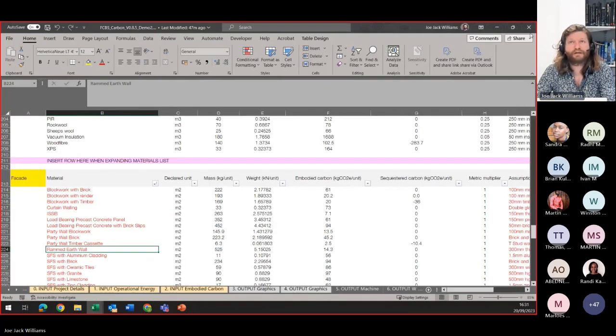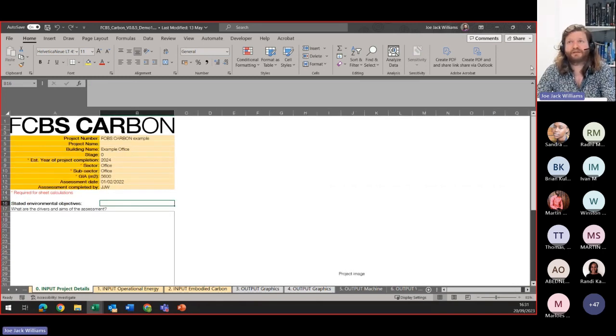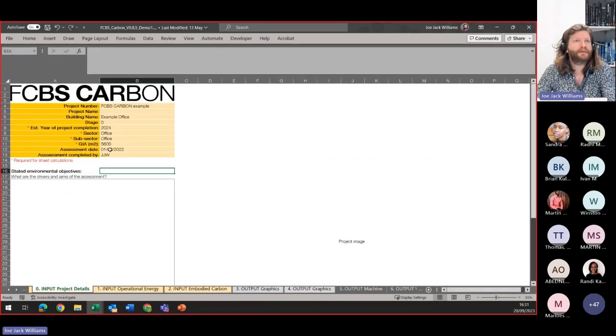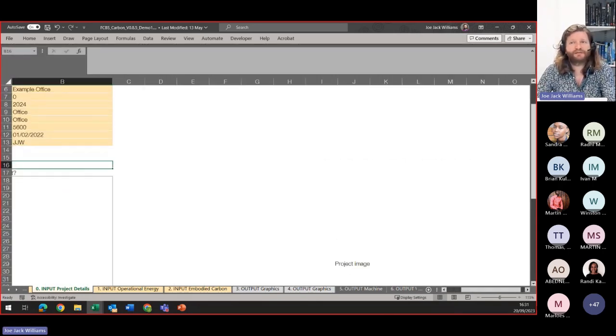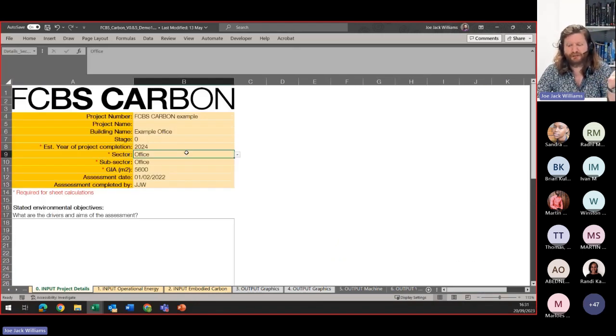So this here is the first page. I'm just going to hide that away. And you can see that these are the 4 bits we need to put in. Now, I've put in a dummy office. It's kind of fine. It could be any kind of building.